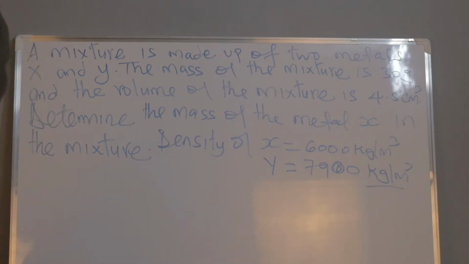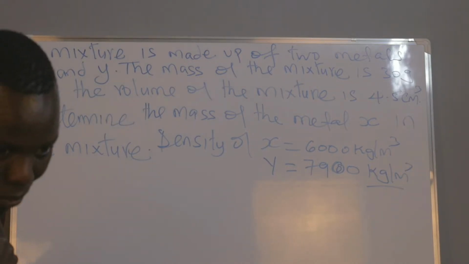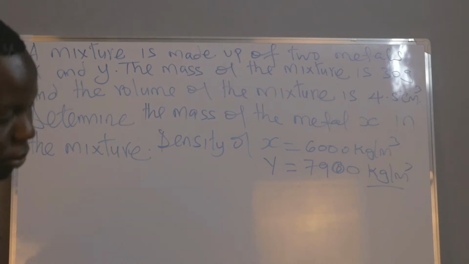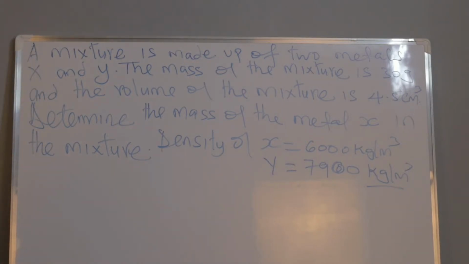Sabrina, let me read for you. A mixture is made up of two metals, X and Y. The mass of the mixture is 30 grams, and the volume of the mixture is 4.5 centimeters cubed. Determine the mass of the metal X in the mixture.